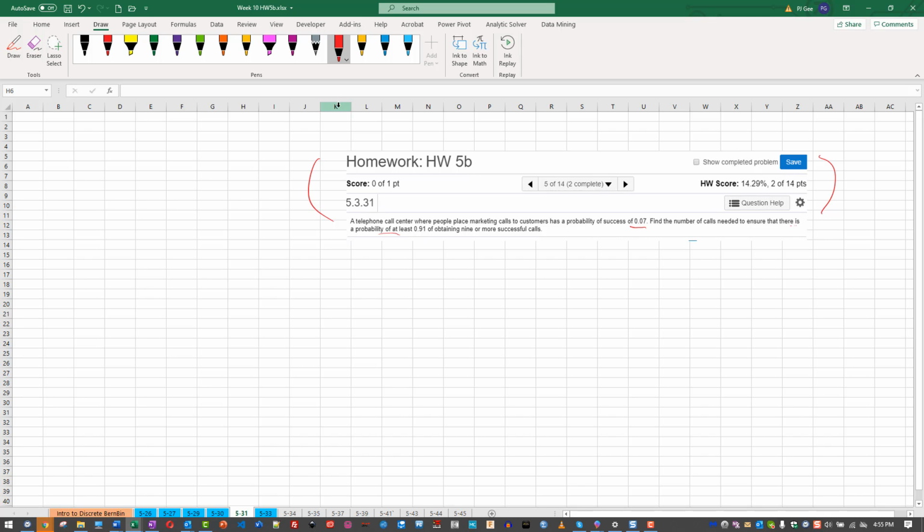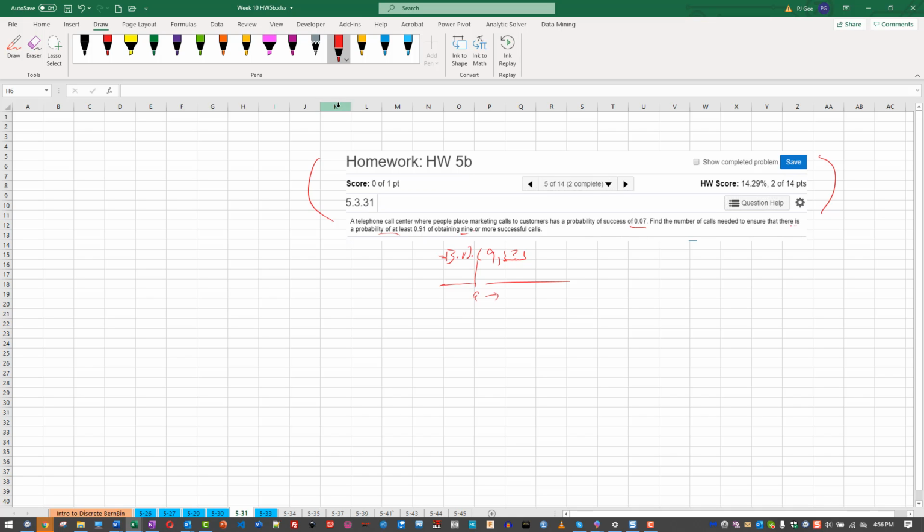We need to figure out a 91% chance of getting 9 or more successful calls. Okay, so the first thing that tips us off is this is one of these right-hand problems, where we want 9 or more. And since the binomial distribution is what we use, this time we want to know how many calls, this is the question mark, how many calls do we have to make to get 9, right?